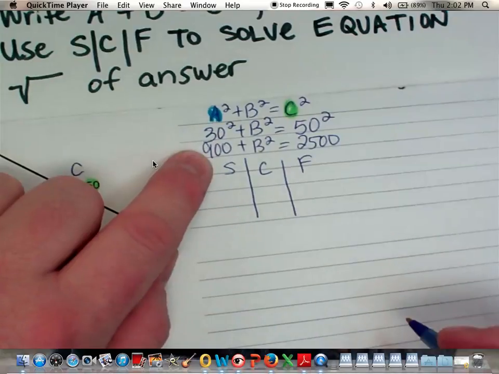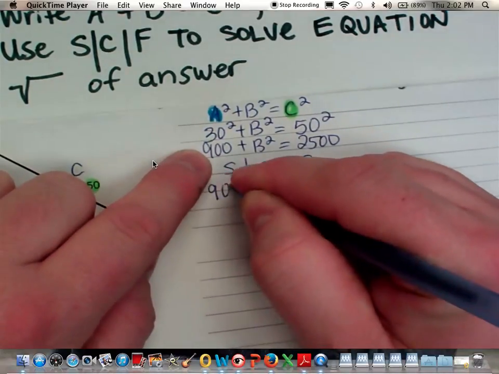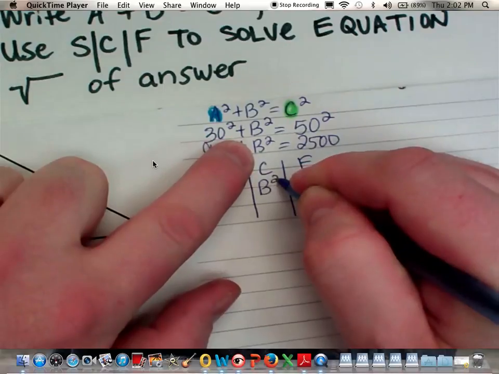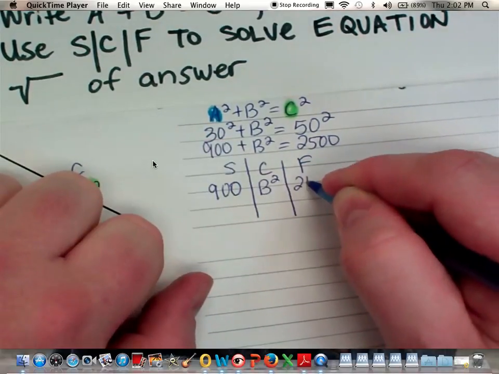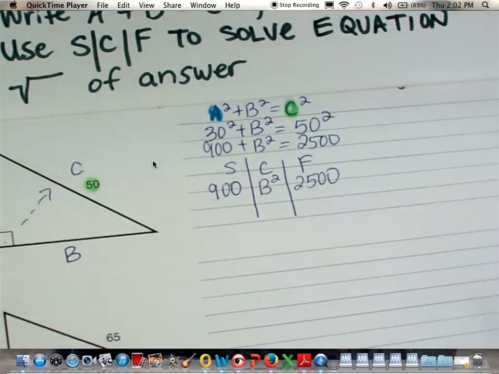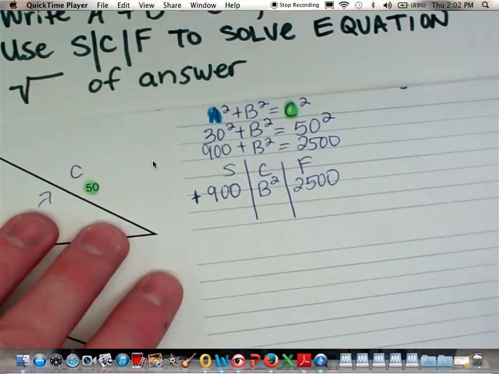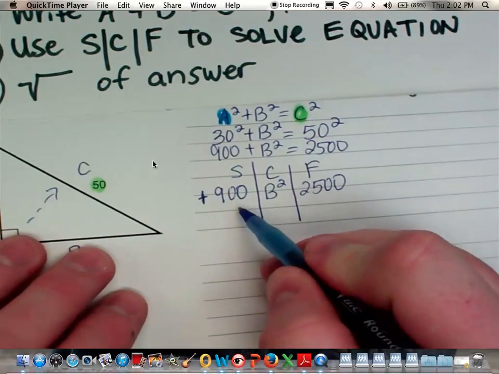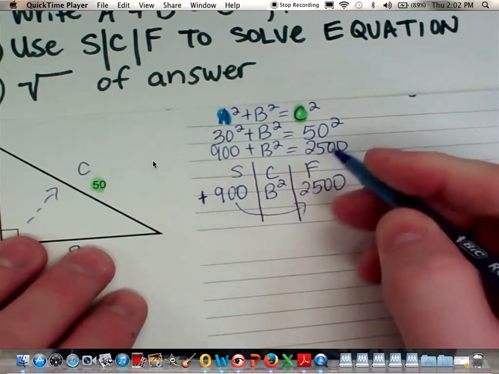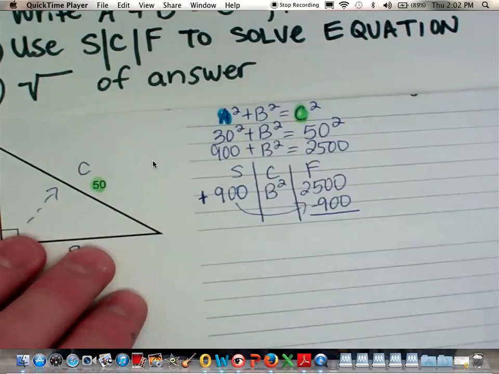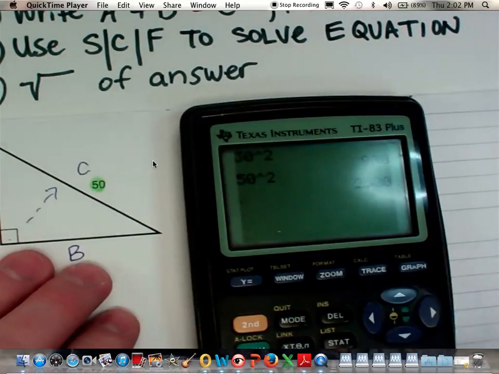My start is 900. B squared is my change. 2,500 is my finish. And I know that this is going to be a plus. So now it's just simply I need to move him over by doing the opposite, which is minus 900. So 2,500 minus 900, I can put that in my calculator.